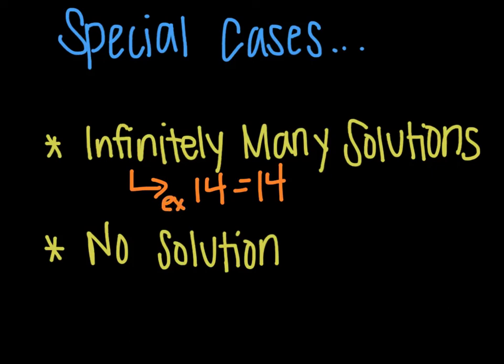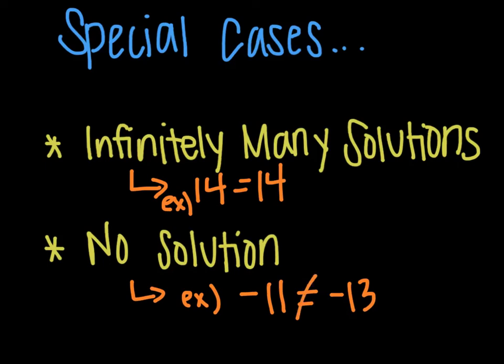That's your example there. For no solution, your example would be you're solving your equation and you end up with something like negative 11 equals negative 13. That's an untrue statement, obviously, so there is no solution there. So those are the two situations that you need to be aware of as you are solving these, because they can happen sometimes, but not too many times.